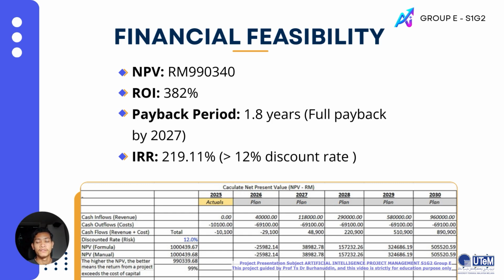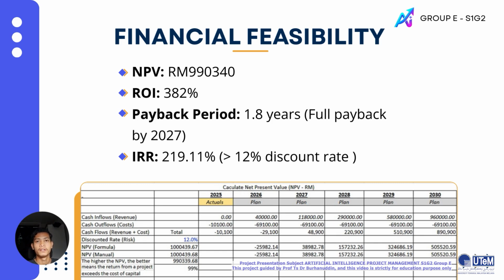Based on our cumulative cash flow analysis, the project reaches break-even in the middle of 2027. So when we achieve a positive cash flow of 48,900 ringgit, this means full investment recovery occurs by mid 2027.